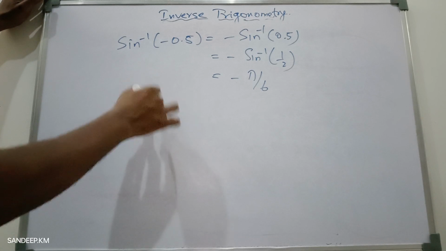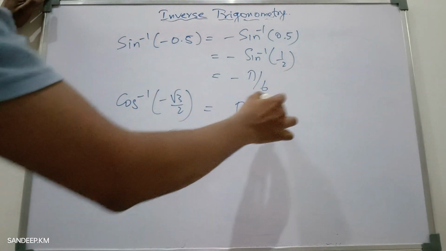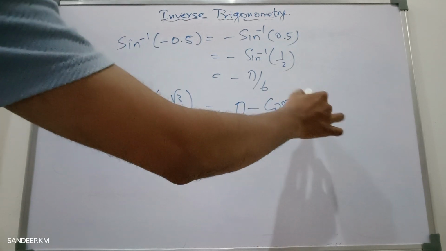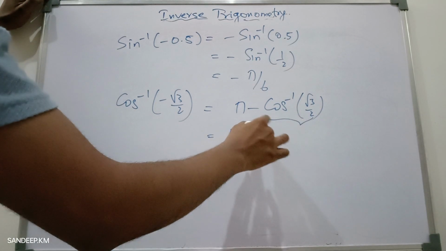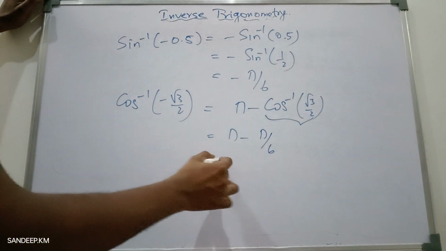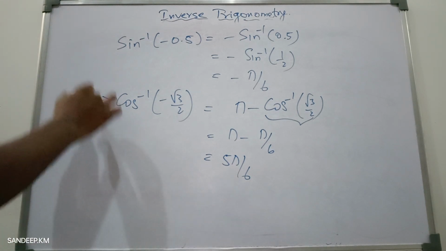What is cos inverse of minus root 3 by 2? It is pi minus cos inverse of root 3 by 2. Cos inverse of root 3 by 2 is pi by 6. So pi minus pi by 6 is 5 pi by 6. We can use it like this.